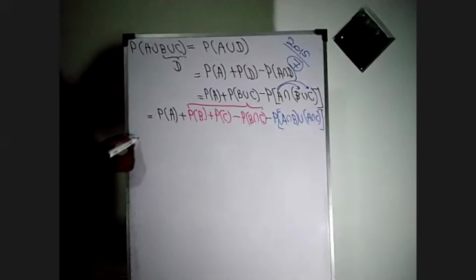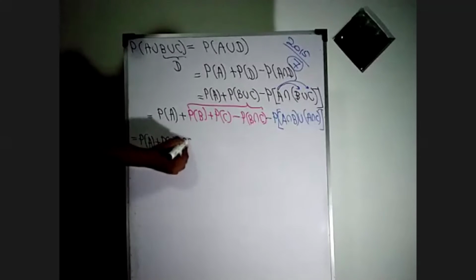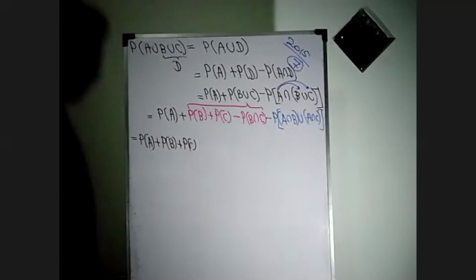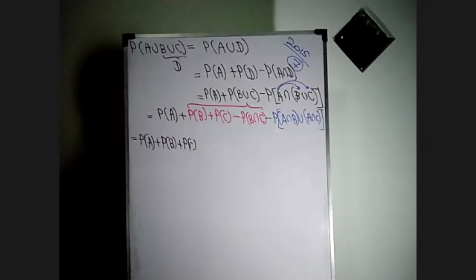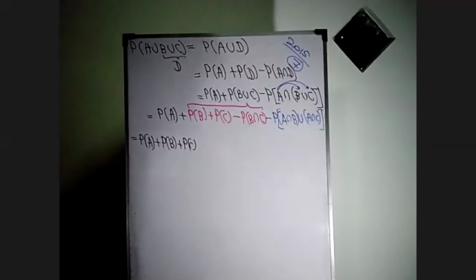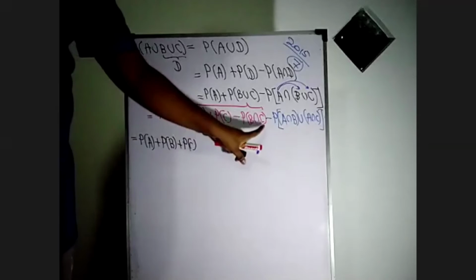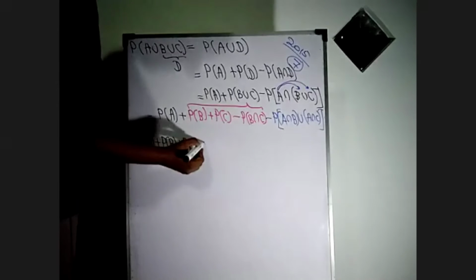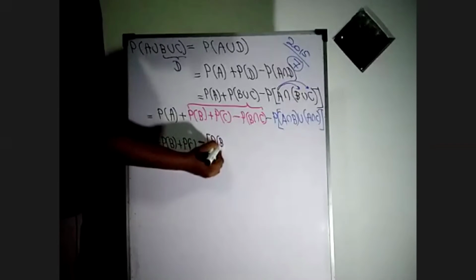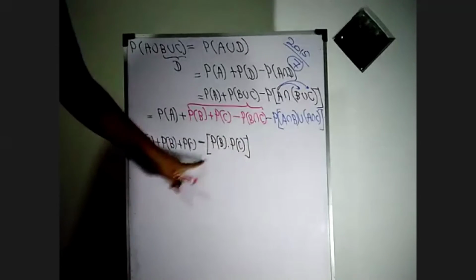PA already simplified. PB is also simplified. PC, okay, done. What is this? B intersect C. Can you remember? A, B, C, three events were given as independent. These A, B, C events are independent. Then what can you say about B intersect C probability? That is the product of probability of B and probability of C. If B and C events are independent, their intersection can be written as probability of B into probability of C. This square bracket was written for this.